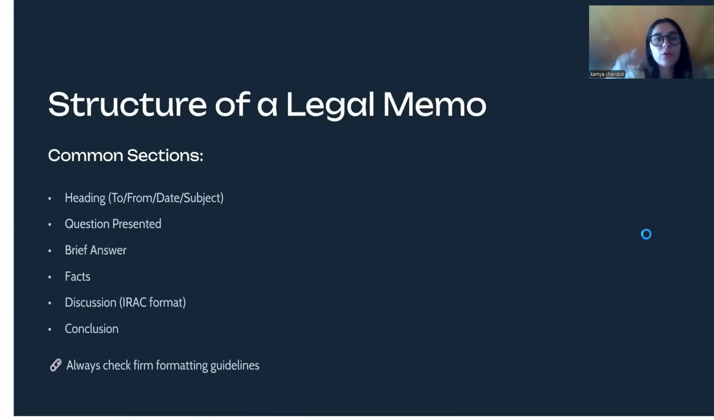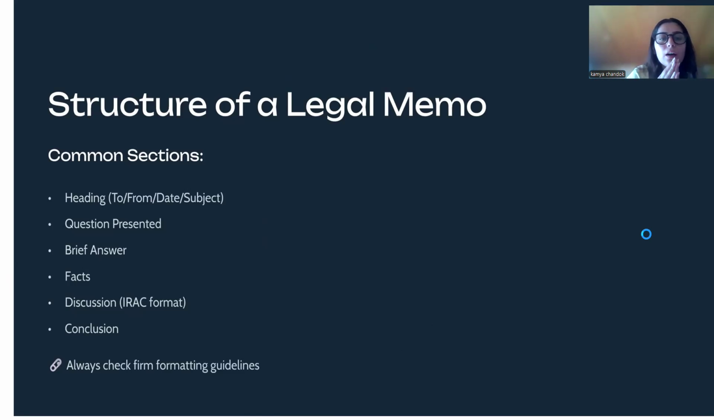Now, talking about the structure of your legal memo. A legal memo is one of the most common documents a paralegal drafts. It is essentially your written analysis of the legal issue. The common sections, as I've mentioned, start with your headings, which include to, from, date, and subject lines, right? Then is your question presented. This clearly states the legal question, for example, can the non-compete clause in the client's employment contract be enforced in Texas? Then is your brief answer, where you provide a short summary of your conclusion, usually in one or two sentences.